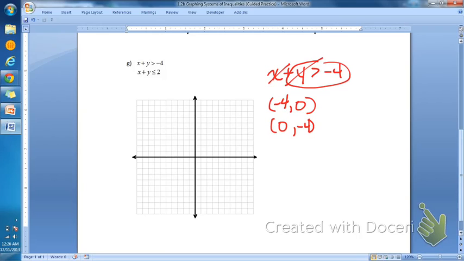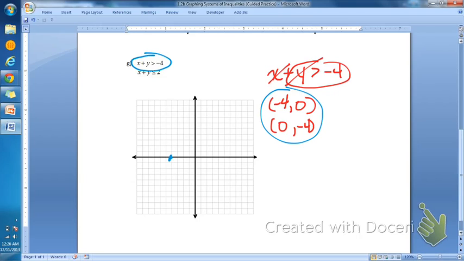If you were to plot those 2 points, those would be the 2 points of your intercepts. So these are the intercepts for this first equation right here. And you can plot those. -4, 0 is right back here.